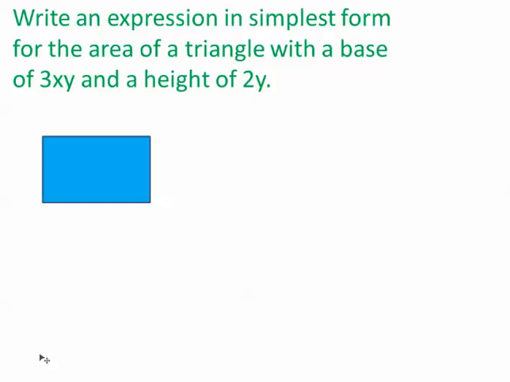Here they want us to write an expression in simplest form for the area of a triangle. Well, I wonder why I put up a rectangle. What I really need is a triangle. And again, you're going to use a formula from the formula sheet, which says that the area of a triangle is a half the base times the height of the triangle.